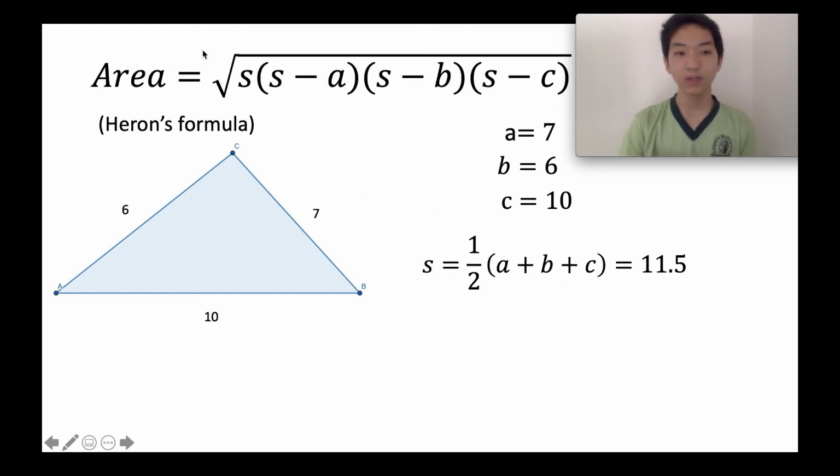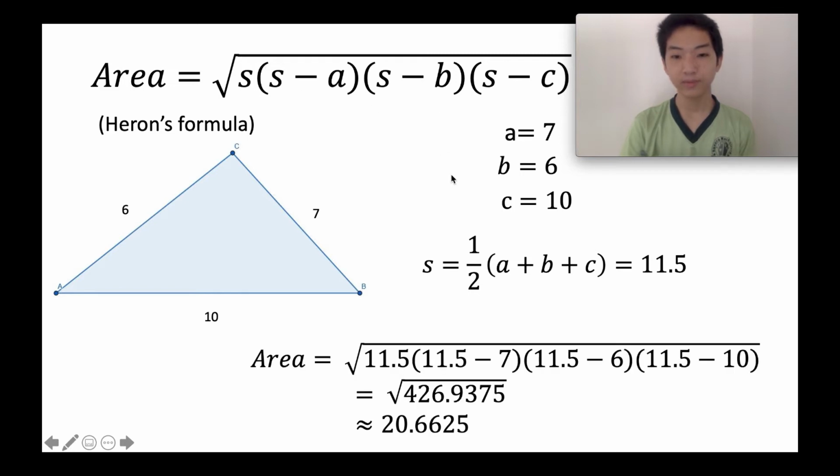Now we plug the semi-perimeter and all of the sides into this formula. So we get this, which is equal to radical 426.9375, which is about 20.6625. The AMC 10 does not allow calculators, and it is very unlikely that you'll ever need to evaluate a radical out. So you don't need to worry about that.